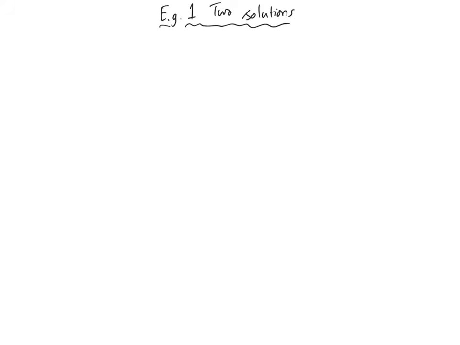Now there are actually 3 different types of experiment that you could be expected to work out the enthalpy changes with. And the first one that we're going to consider is the situation where you might have 2 solutions and you're going to add one to the other. And an example of this is a neutralization reaction.